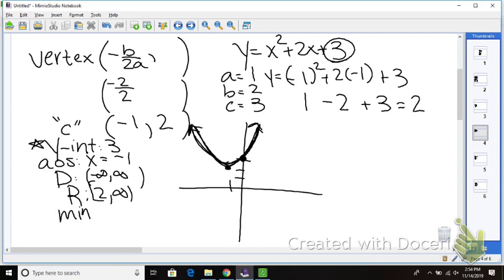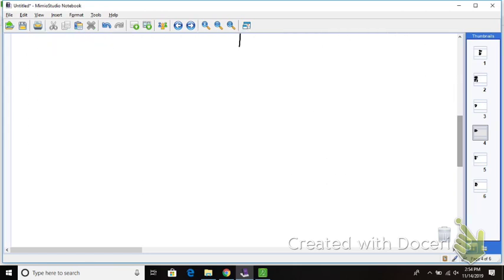So for our next example, we're going to flip it upside down. The next one is going to be y equals negative x squared plus 2x minus 5. So we need to pick out what is A, B, and C.